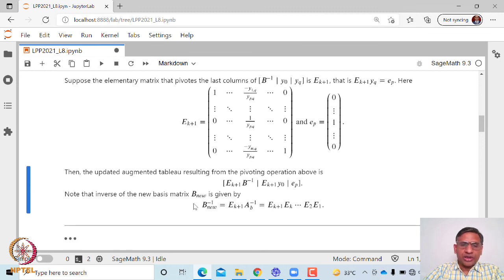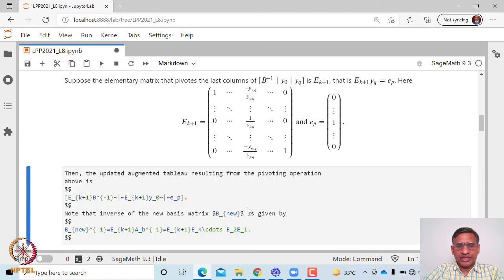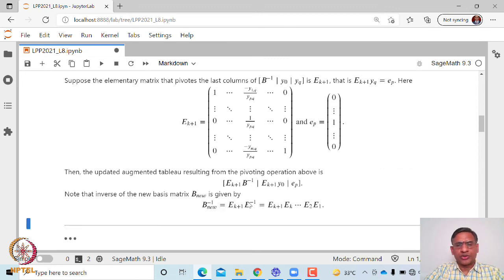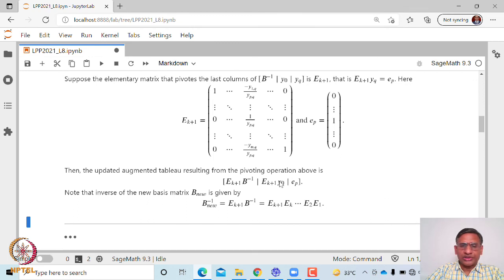Right. So if I call this new basis matrix B new, then B new inverse, since B is invertible and e_{k+1} inverse is itself, is going to be e_{k+1} times B inverse. This is not A B inverse, this is B inverse. So let me write this as B inverse. That is what you are going to get. That is nothing but e_{k+1} into e_k dot dot dot e_1. So that is what you are going to get.